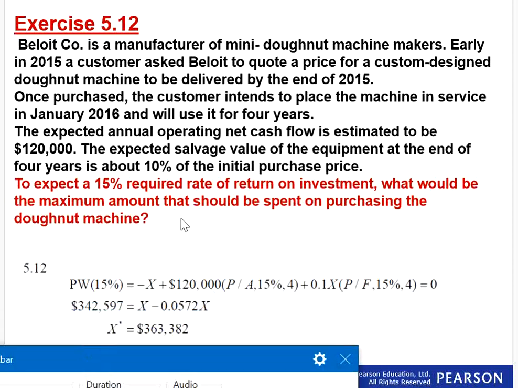You can see here the present worth by rearranging this equation: minus X plus this 120,000 present value of annuity plus 10% of X. What is the present value of that? We can calculate it and solve for X. This is the minimum amount we must pay to purchase this machine.